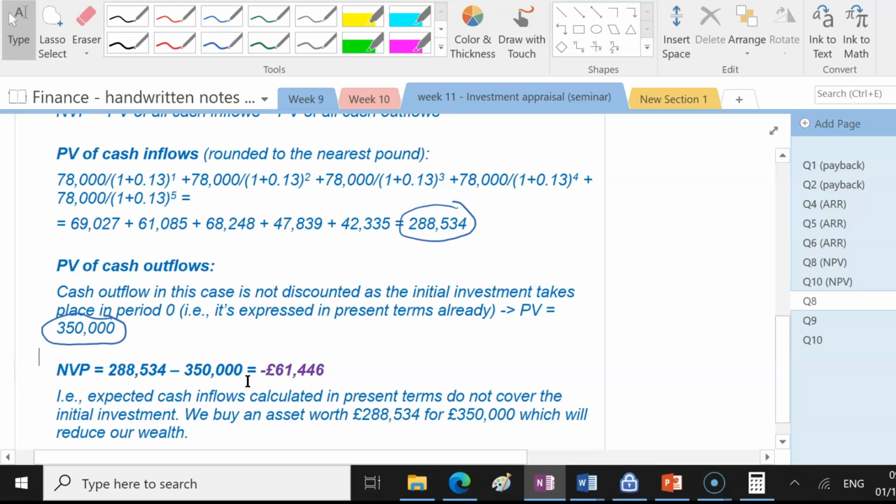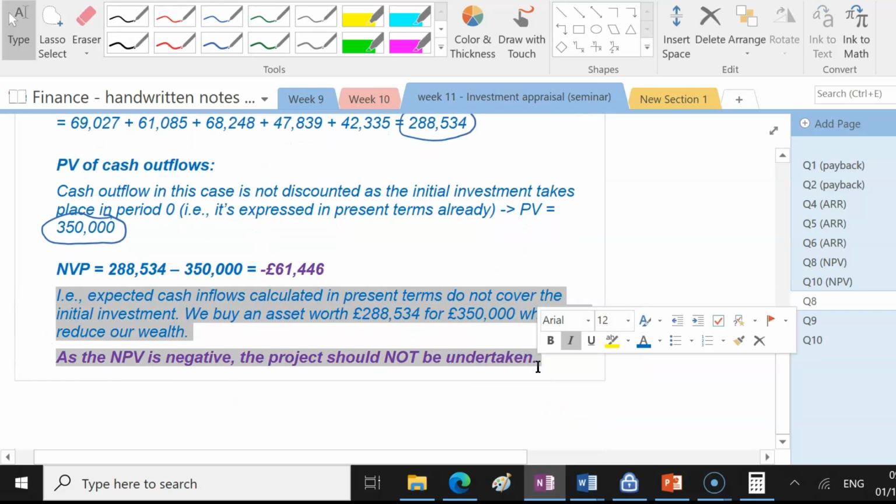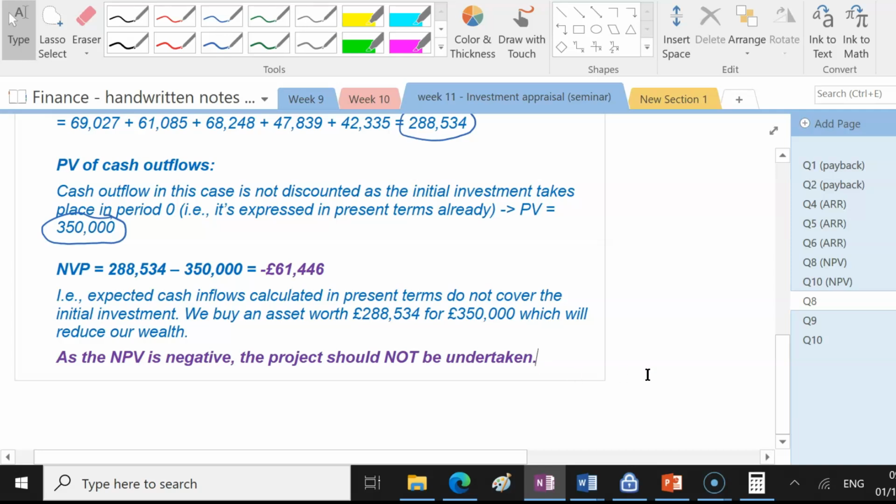The difference between present value of cash inflows and cash outflows is negative. Net present value here is negative, which means that we should not invest in this particular project. It should not be undertaken because our wealth will go down by 61,000. But please pay attention. Here we are talking about the opportunity costs. It doesn't mean that you will lose 61,000, that your bank balance will go down by 61,000. No, here we are talking about the opportunity cost. You are 61,000 pounds worse off compared to the next best alternative.